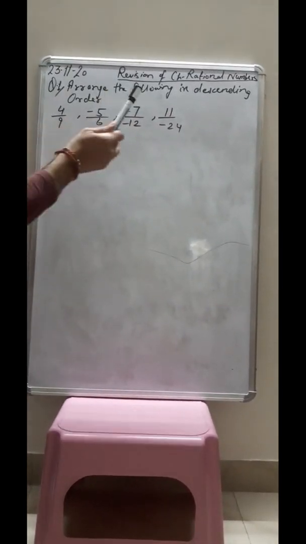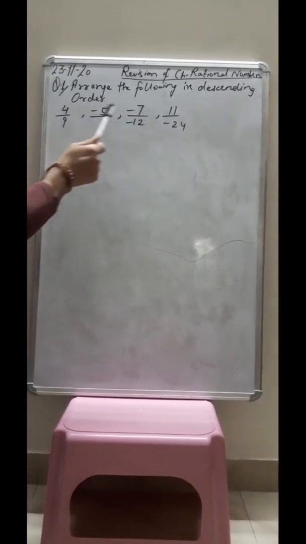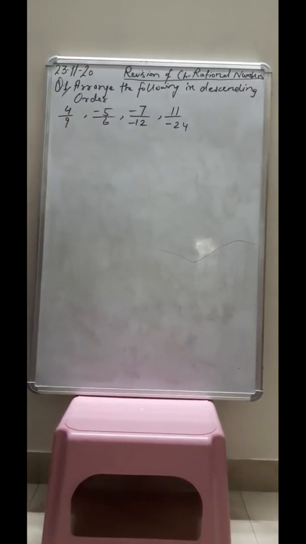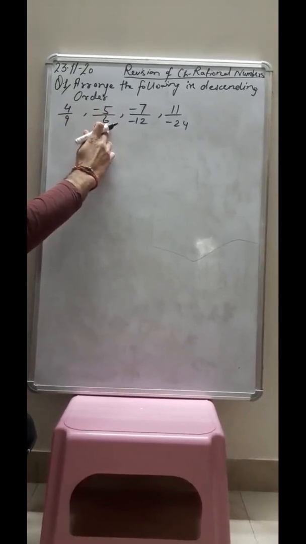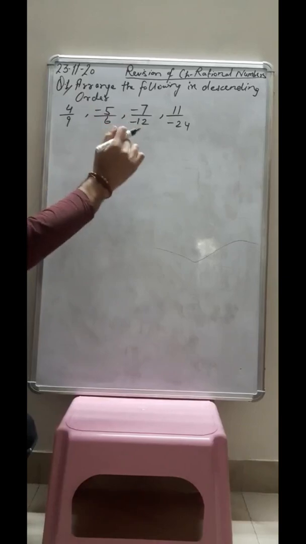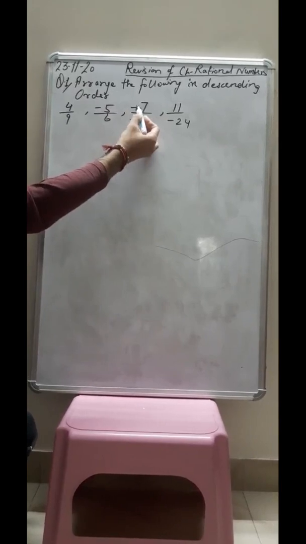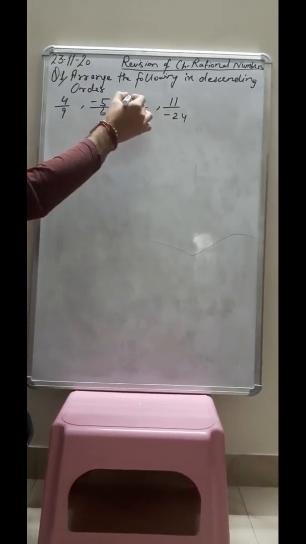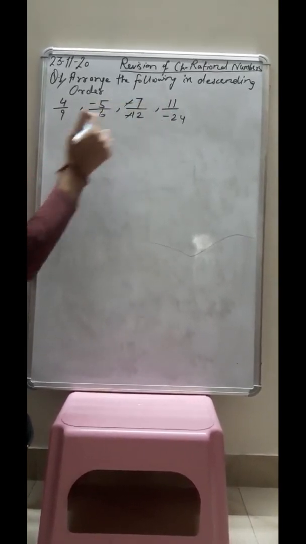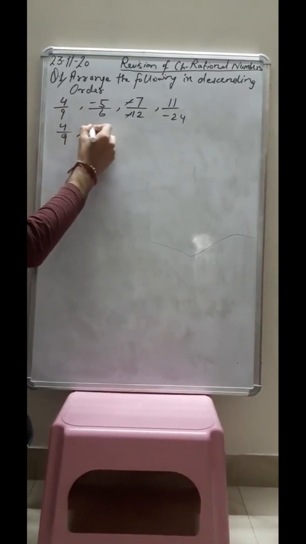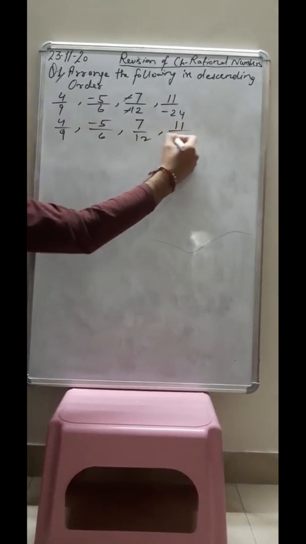So first we have to see that all the rational numbers here, out of 4, 3 are negative. So here 4 upon 9 is a positive rational number, minus 5 upon 6 is a negative rational number, minus 7 upon minus 12, this we can change into positive. Why? Because the numerator is minus and denominator is minus, so minus minus will get cancelled. So here, and this is negative 11 upon minus 24. So the rational numbers will be 4 upon 9, minus 5 upon 6, 7 upon 12 and 11 upon minus 24.